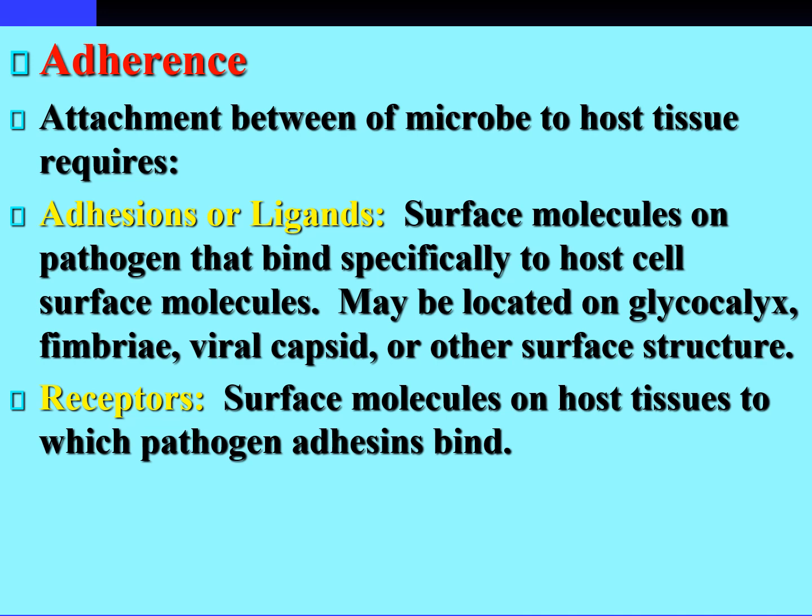The receptors: surface molecule on the host tissue to which the pathogen adhesion site binds. اللي هي المستقبلات اللي ترتبط الروابط من البكتيريا أو المايكرو أورجانيزم ترتبط بالمستقبلات الموجودة على الهوست، يسموها adherence اللي هي الخطوة الثانية أو second step to cause infection.